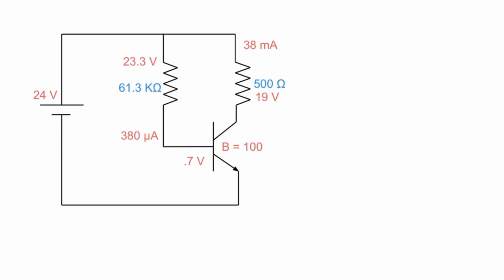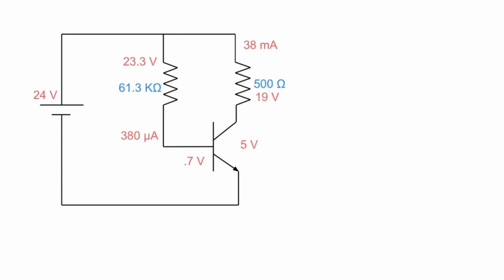And then we call that the VCE. So I'm going to take 24 volts minus 19 volts, and I'm going to get a voltage of 5 volts that I'm going to put across VCE. And there we go, 5 volts. And that's it. We've calculated the whole circuit out.